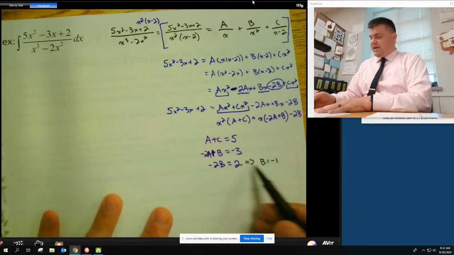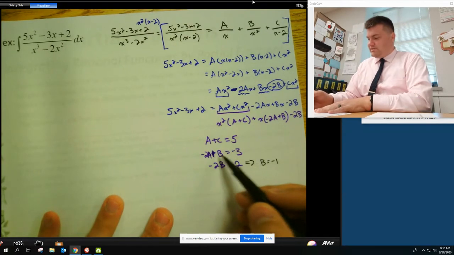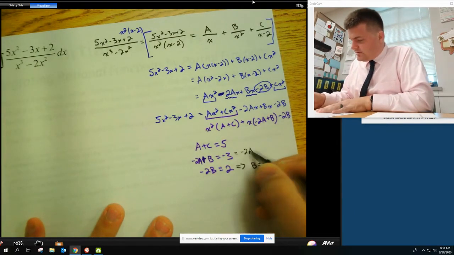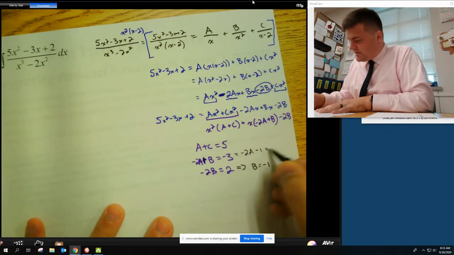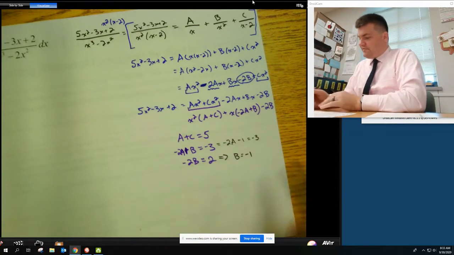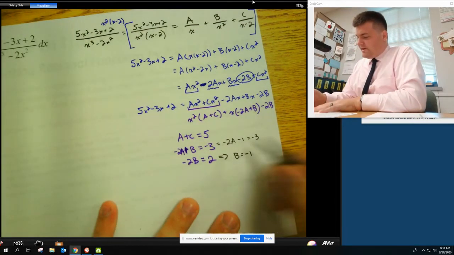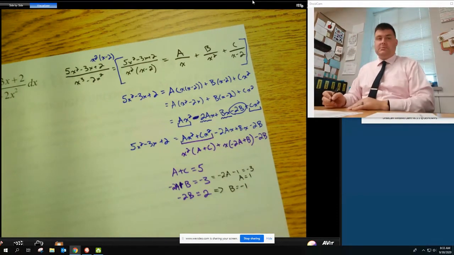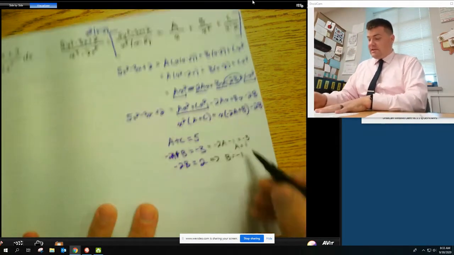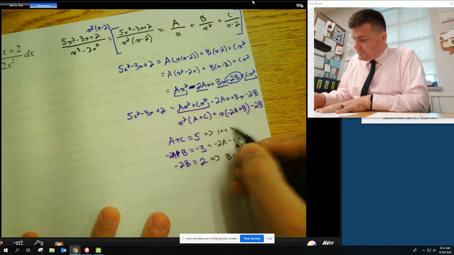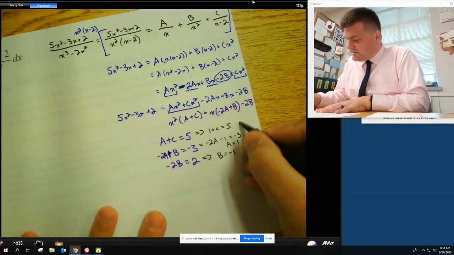So now take that and plug it into any of my other b's, which is going to be this equation right here, which is going to be negative 2a minus 1 equals negative 3. Okay? And then solve for a here. Add the 1 and divide over. And this is going to tell us that a is equal to 1. Not bad. Since a is equal to 1, let's come up here, and this is going to turn into 1 plus c equals 5, which is going to tell me that c is equal to 4.